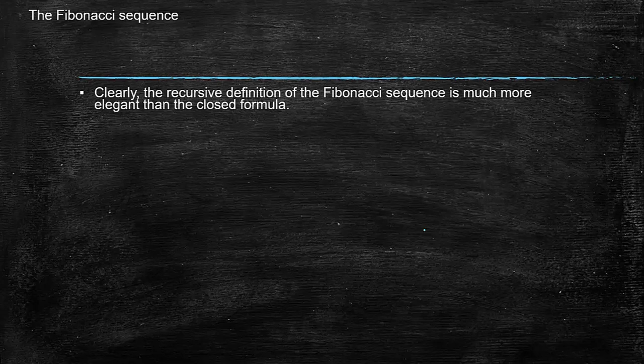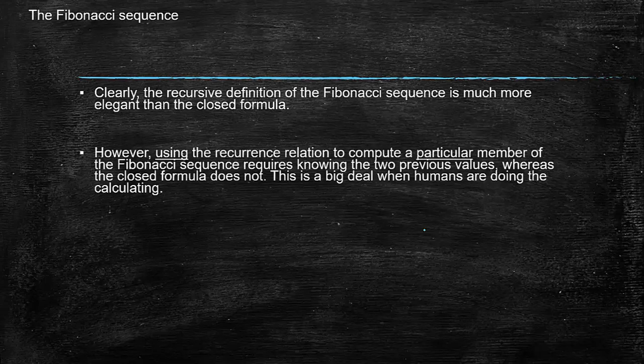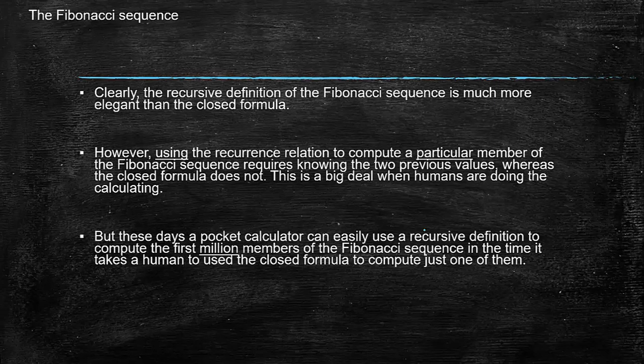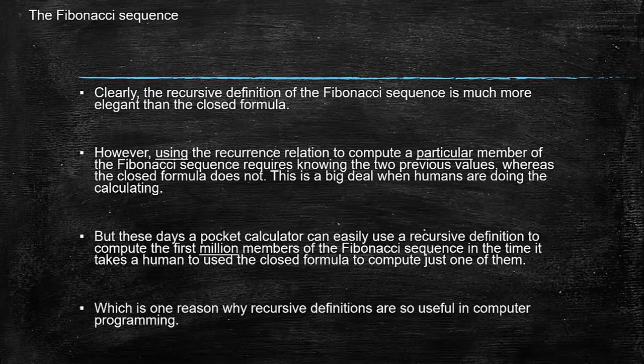Clearly, the recursive definition of the Fibonacci sequence is much more elegant than the closed formula. However, using the recurrence relation to compute a particular member of the Fibonacci sequence requires knowing the two previous values, whereas the closed formula does not. And this is a big deal when humans are doing the calculating. So these days, a pocket calculator can easily use a recursive definition to compute the first million members of the Fibonacci sequence in the time it takes a human to use the closed formula to compute just one of them, which is one reason why recursive definitions are so useful in computer programming.